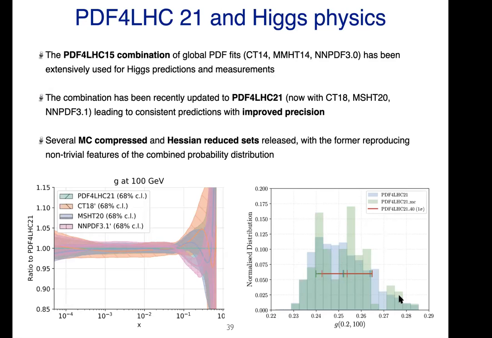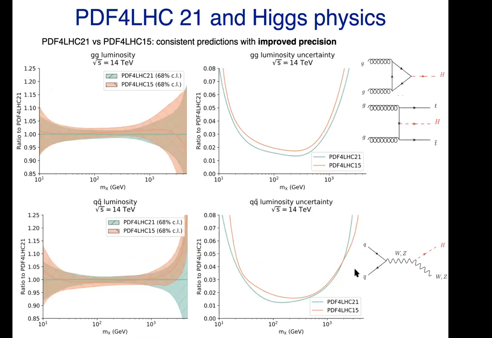And you need methods such as the Monte Carlo compression to deal with them. And these are available. So here I'm showing the comparison of the gluon-gluon luminosity in the upper panels and the quark-antiquark luminosity in the lower panels. PDF4LHC21 is the new combination in green, and PDF4LHC15, which is the old combination, in orange. So as you can see, there is excellent agreement within uncertainties at the level of central values. But if you look at the errors, you can see that the new combination benefits from smaller uncertainties.